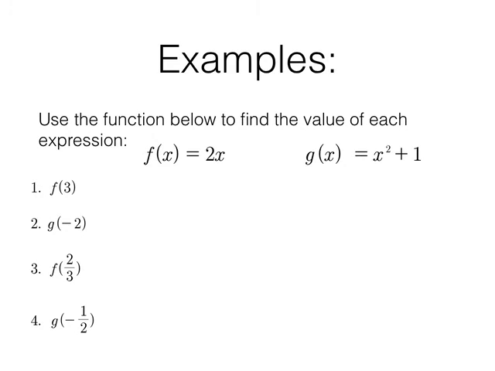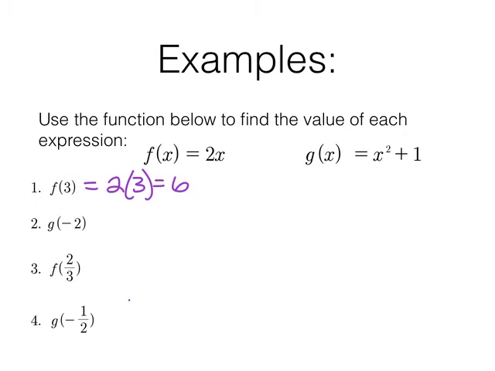Well, to use a function rule, what you're going to do is find the value. You're going to evaluate that function rule. So if I start off, for example, with this first one, which says f of 3, well, I have the rule that f of x is 2 times x. So f of 3 means replace the x with a 3, do the math, and f of x is equal to 6. Or excuse me, f of 3 is equal to 6.